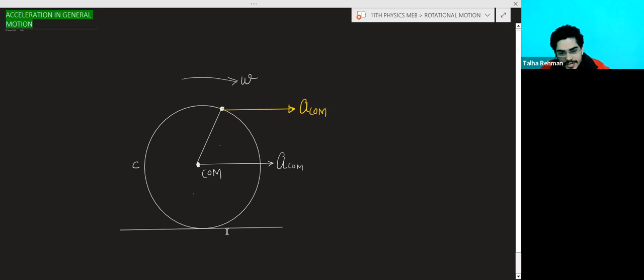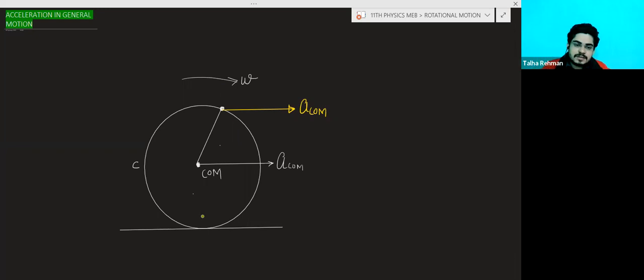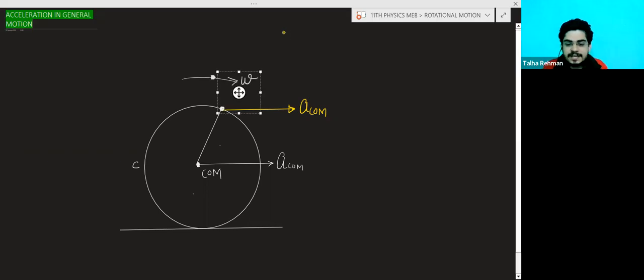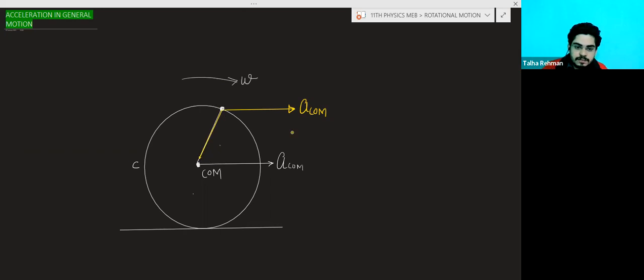Now this body is rotating also at the same time. Due to the rotation, this particle will perform the circular motion, and in circular motion there are two types of acceleration. One is centripetal acceleration toward the center. For this point there will be one acceleration toward the center, okay, like this. Toward the center there will be one acceleration, that will be centripetal acceleration. Now there is one more acceleration, tangential acceleration.